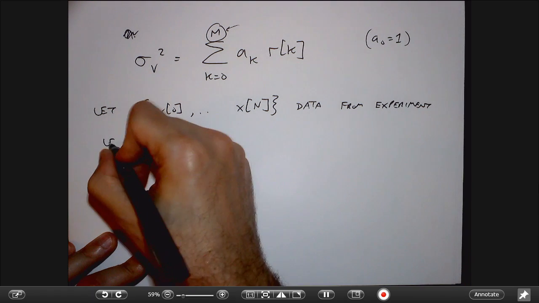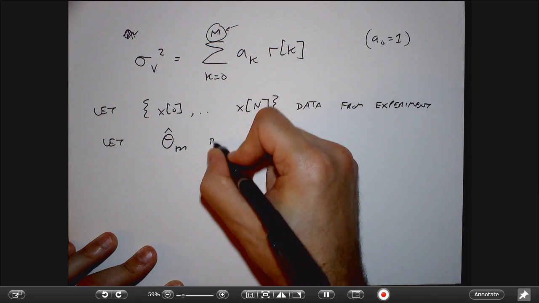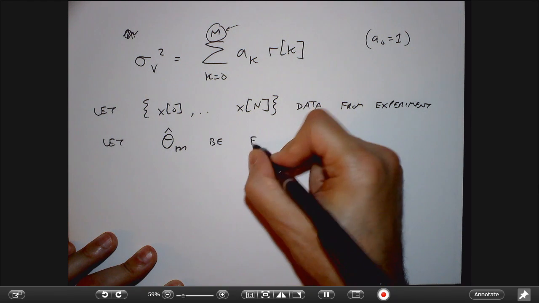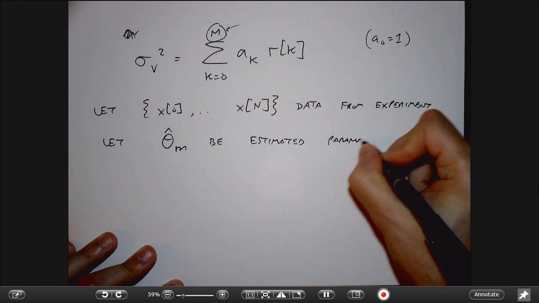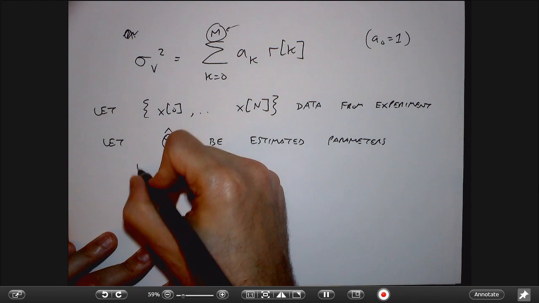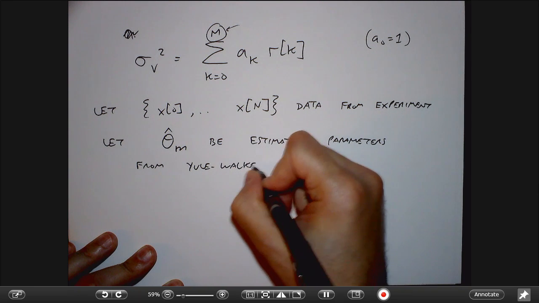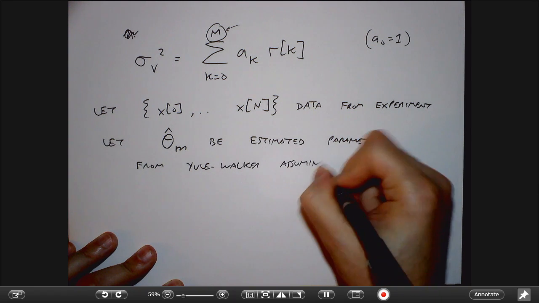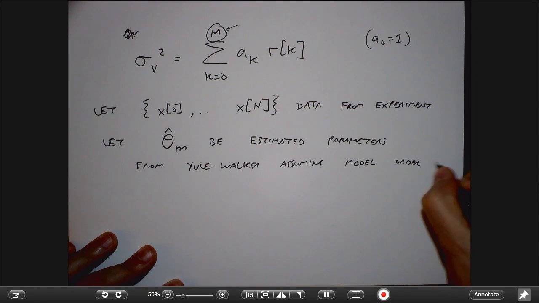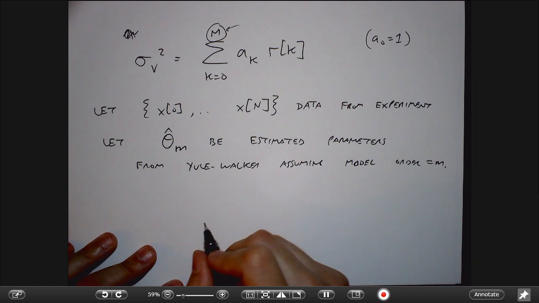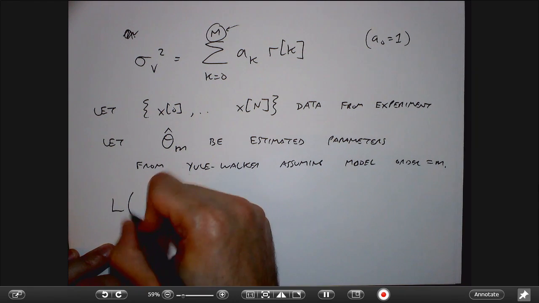And then I let theta of M be my estimated parameters from Yule-Walker, assuming the model order equals M. So one thing that I can do is I can estimate the fit of the model.